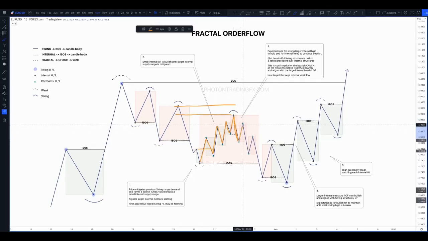And now this becomes sort of that higher probability move if you want to play that next larger internal leg to the downside, because now the small internal structure is aligned with the larger internal structure, right? So we now have small bearish internal order flow, which is aligned with the overall larger bearish internal order flow to now catch that next movement down. So now we can target here, right? So hopefully that makes a lot of sense.